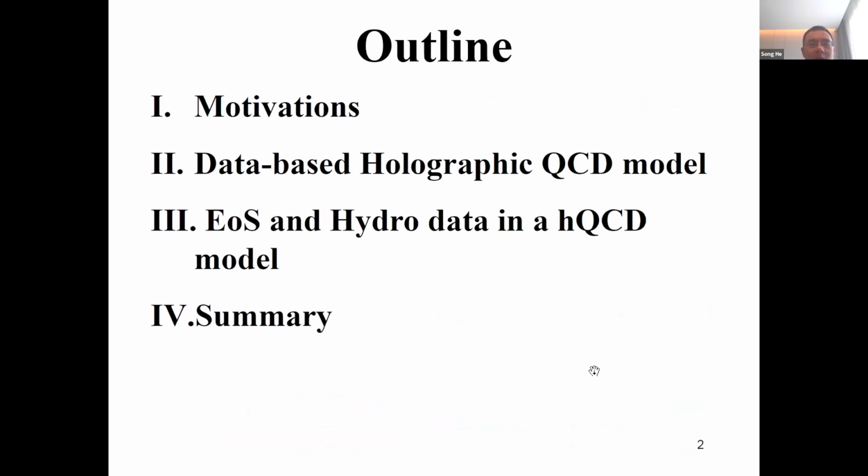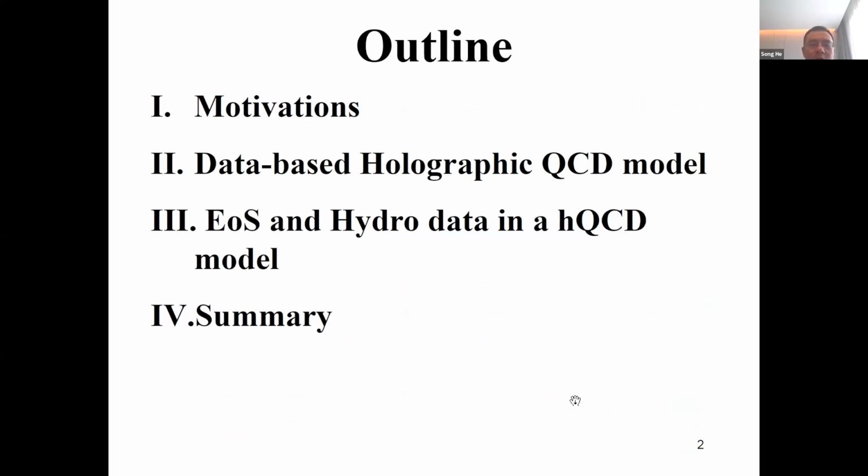The outline of this talk is as follows. Firstly, I will introduce the basic motivation, and my personal motivation for applying AI or machine learning to construct the so-called holography model. This technique promotes us to build up a so-called data-based holography model.